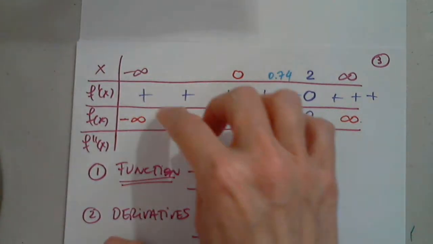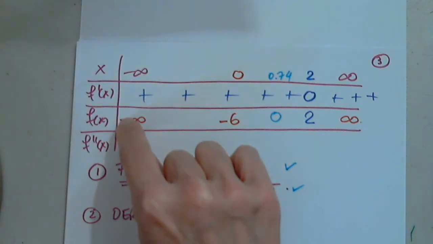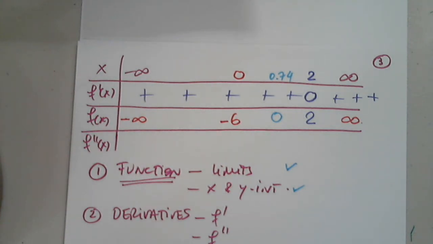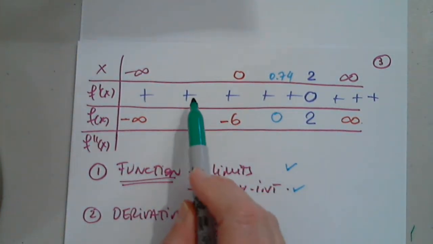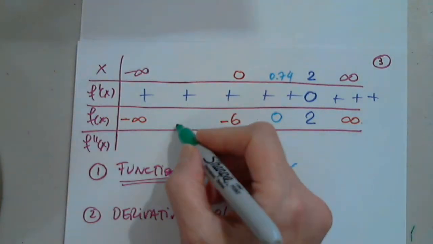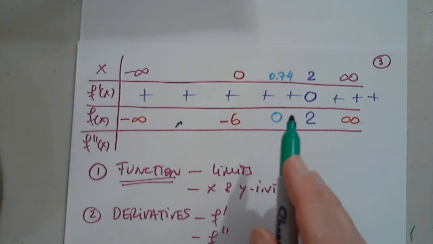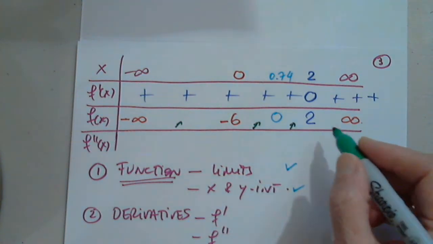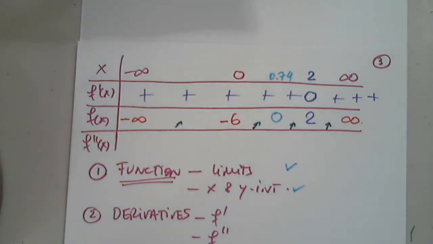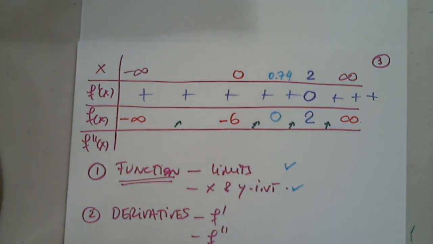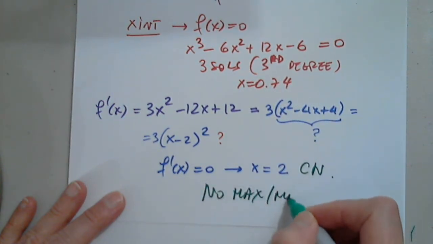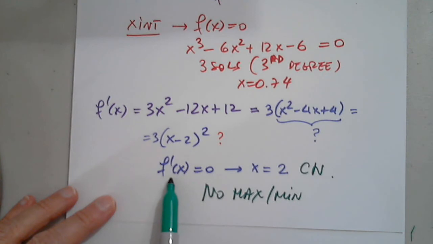This is the moment of truth. If this sequence of signs does not match the numbers or the symbols that I have here, I have to start from scratch. From negative infinity to negative 6, does the function go up? Yes. Very good. From negative 6 to 0, does it go up? Yes. From 0 to 2, does it go up? Yes. And from 2 to infinity, it goes up. So far, so good. These two are okay. And obviously, no max min. This is the critical number, but no max min. By the first derivative test, the derivative doesn't change sign. If it doesn't change sign, no max min.